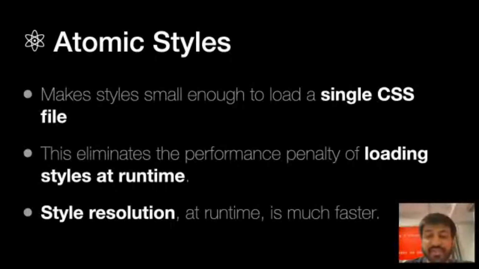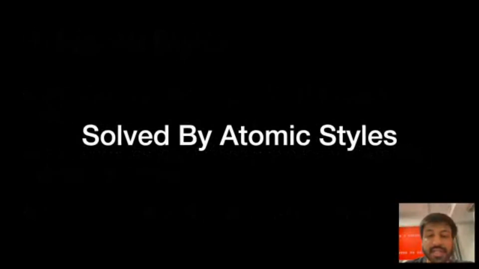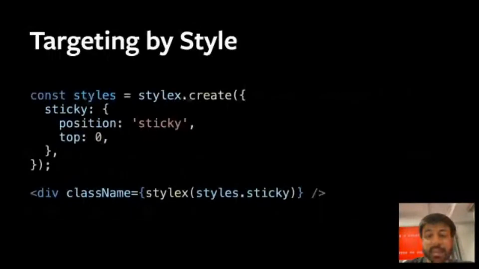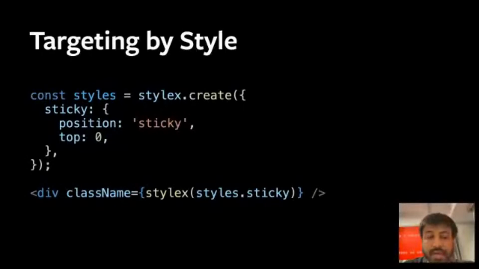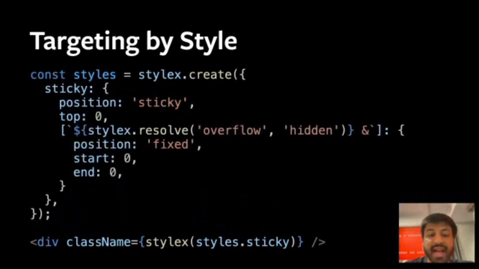Other than the performance benefits, there are some features that atomic styles give us as well. Since every style has its own class name, we can target by style. Consider sticky position. Sticky position is a very useful CSS property, but it breaks completely if it's embedded within an overflow hidden element. Now, by targeting by style, we can look for anything that might have overflow hidden set on it and then handle that case accordingly.